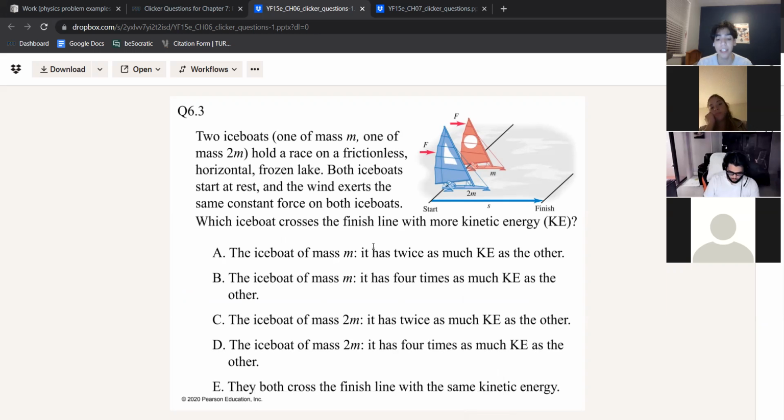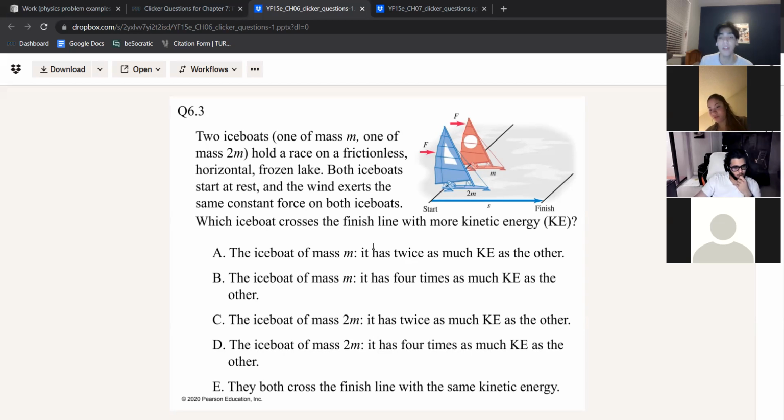All right, just looking at that question, we see that it's a 2 ice boats question, always fun. So 6.3 says that 2 ice boats, one of mass m and one of mass 2m, so one is double the mass of the other one, hold a race on a frictionless horizontal frozen lake. Both ice boats start from rest, and the wind exerts the same constant force on both ice boats. Which ice boat crosses the finish line with more kinetic energy?